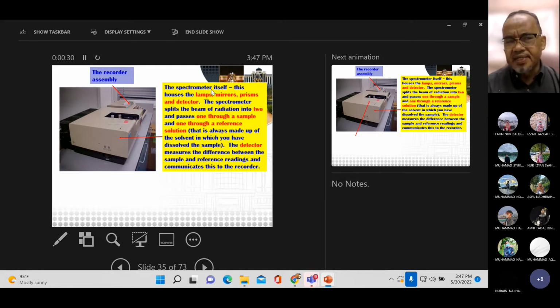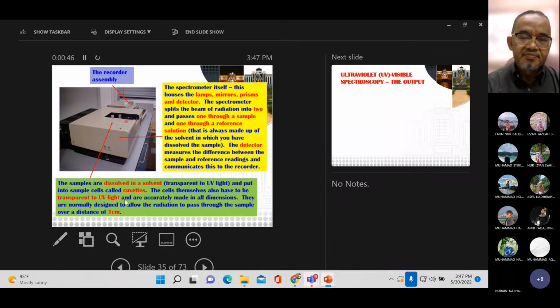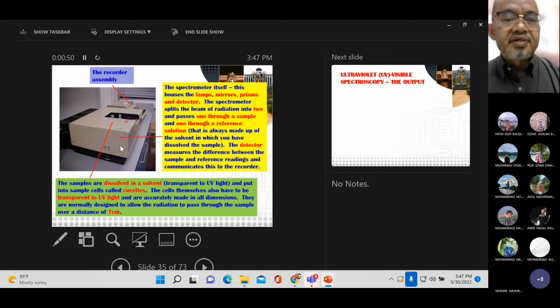apa brand yang kita ada dekat dalam lab? Anybody remember about it? The brand of the UV visible spectrometer. Is it Shimadzu ke ataupun Perkin Elmer? Don't worry, it's okay. Tak masalah. Dia different brand. Maybe sometimes the arrangement is slightly different. Actually the sample compartment is here, and then you will see that the lamp, the mirrors, the prism, the detector is somewhere here.